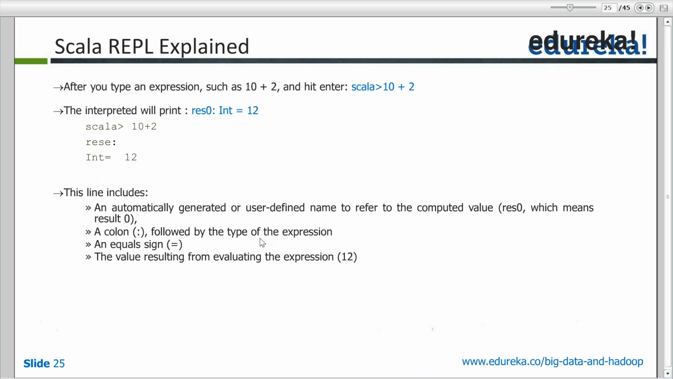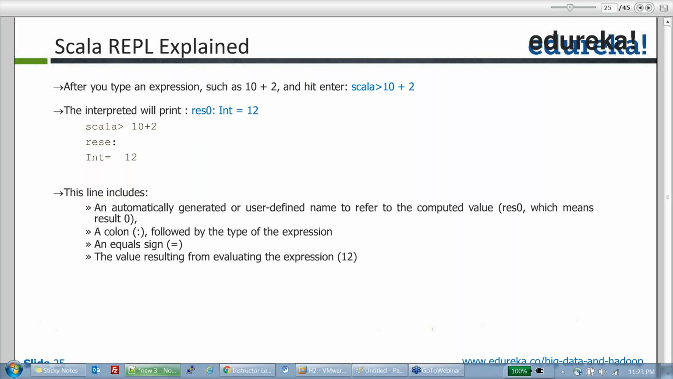So an automatically generated or user-defined name is used to refer to the computed value. If I don't give a name, I just say 10 plus 2, I did not assign it to any variable, so Scala will automatically assign its own system variables. For example, res0.